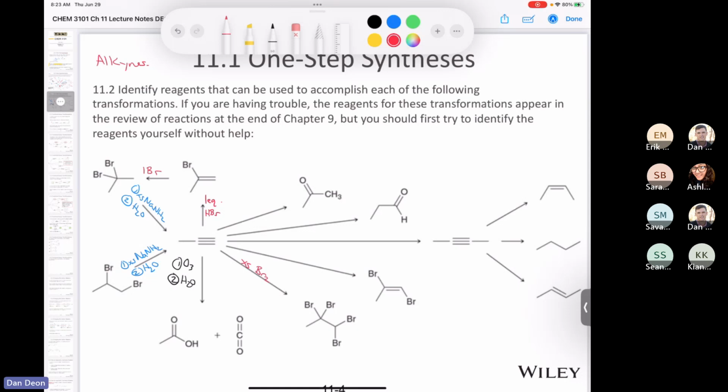This one here. Now, the next one, you're only adding one molecule of bromine. So I would just put one equivalent of bromine. So I'd put one equivalent of bromine like that. All right, keep going in counterclockwise fashion.